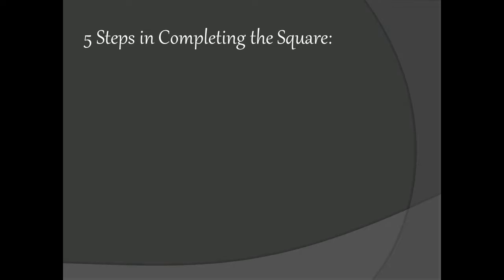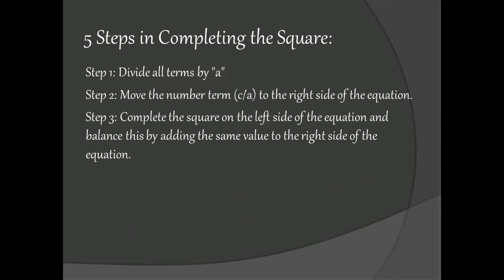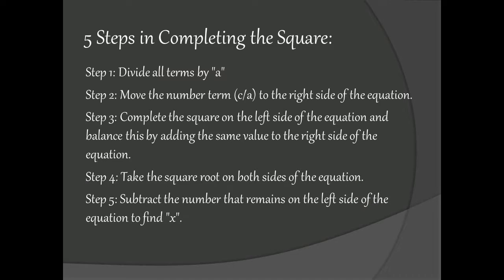There are 5 steps in completing the square. Step 1. Divide all terms by a. Step 2. Move the number term, c over a, to the right side of the equation. Step 3. Complete the square on the left side of the equation and balance this by adding the same value to the right side of the equation. Step 4. Take the square root on both sides of the equation. And step 5, subtract the number that remains on the left side of the equation to find x.